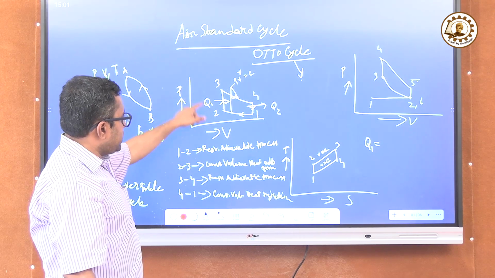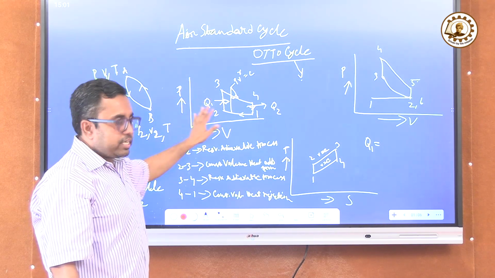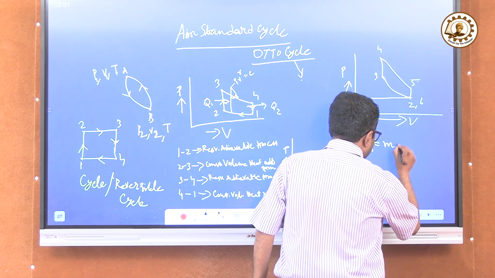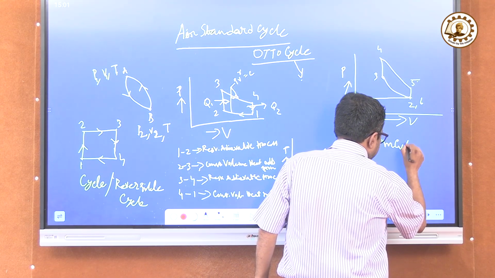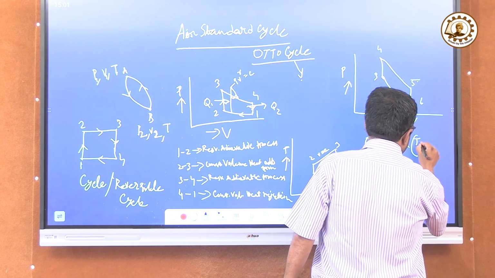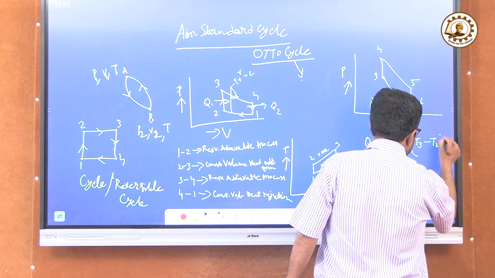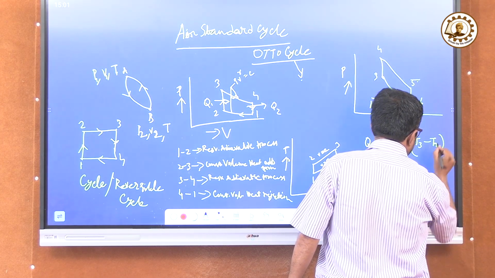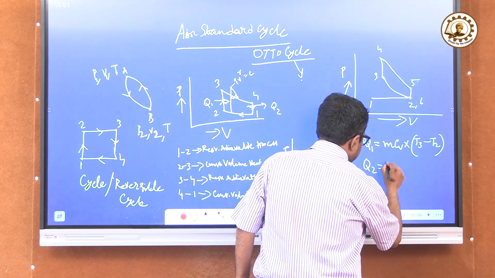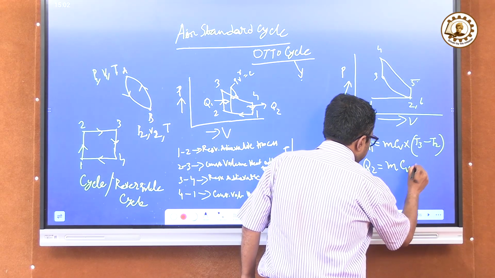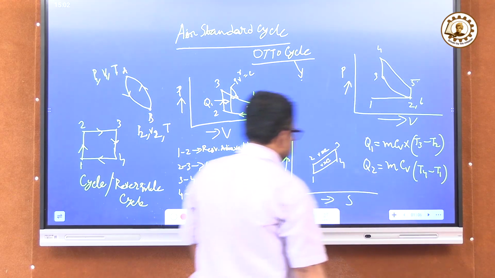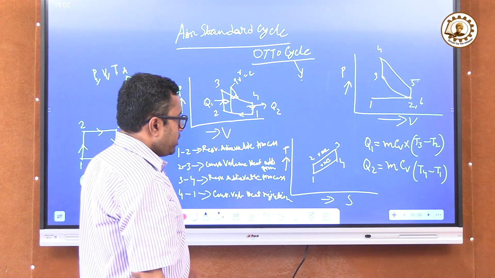Then what will be the heat entered? It is nothing but, as it happens at constant volume, our formula looks like that: M into CV into T3 minus T2. And for Q2, similarly, it looks like M CV T4 minus T1. Then, what will be the efficiency?